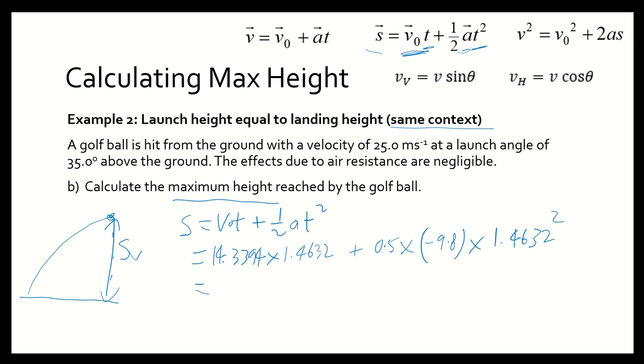And if we type all that into our calculators, a bit of a mess. 14.3394 times by 1.4632 plus a half times negative 9.8 times by 1.4632 squared. We get about 20 meters. So exactly we get 20.125, which is 20.1 meters. So the max height reached by the golf ball is 20.1 meters into the air vertically.